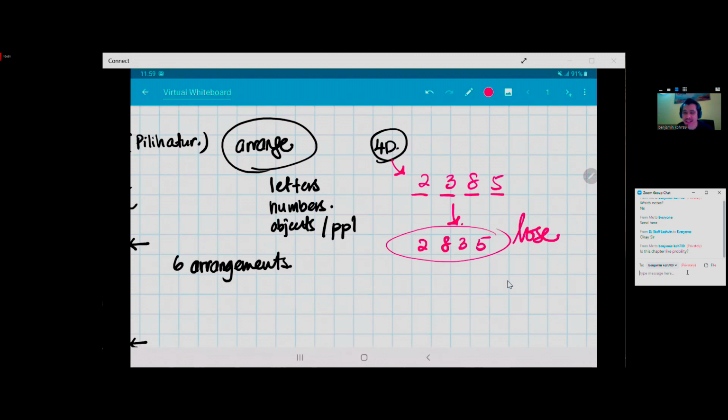Sean asked, is this chapter like probability? Sean, this chapter is probability. You'll notice that the last few chapters of your Form 5, they are all probability, but they've got different names. One of them is permutation and combination. Then later you've got a chapter called simple probability. Then you've got a chapter called probability distribution.